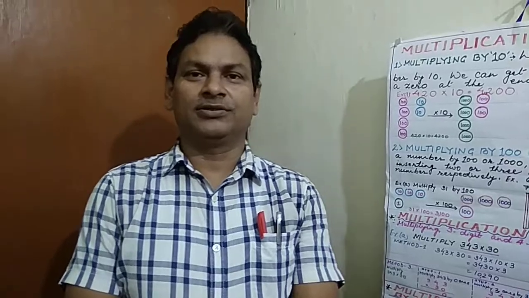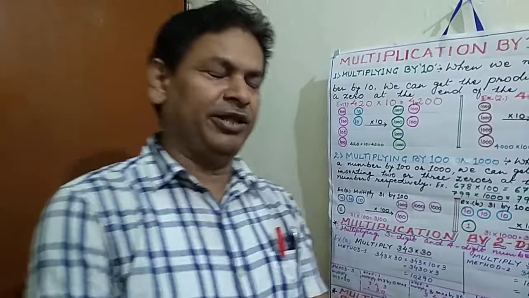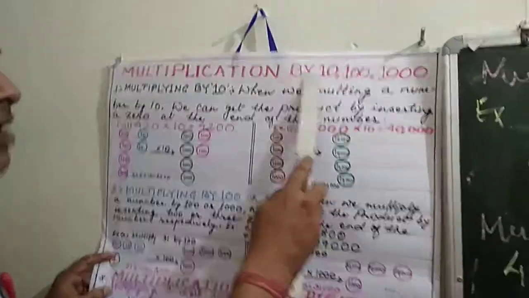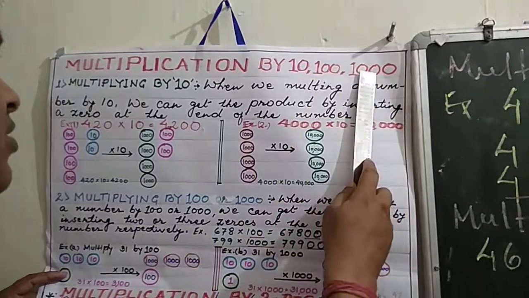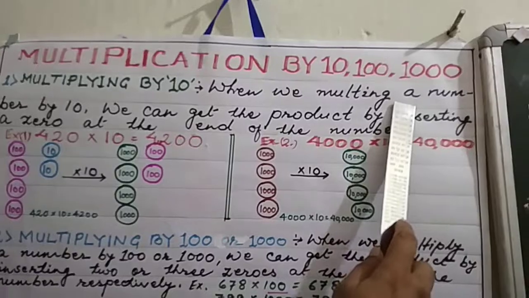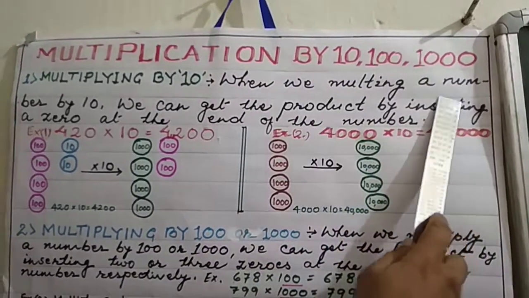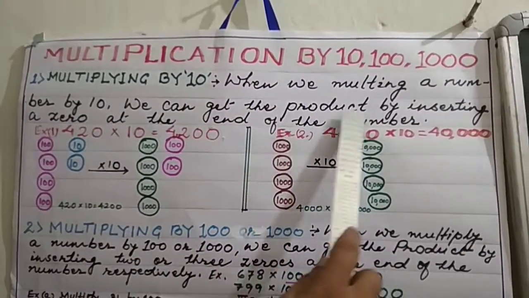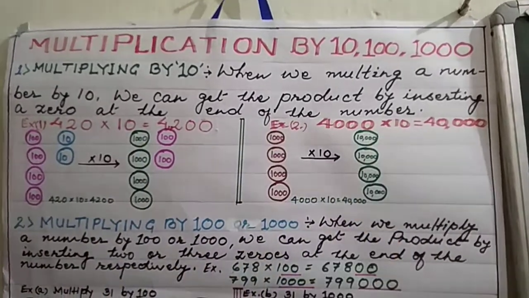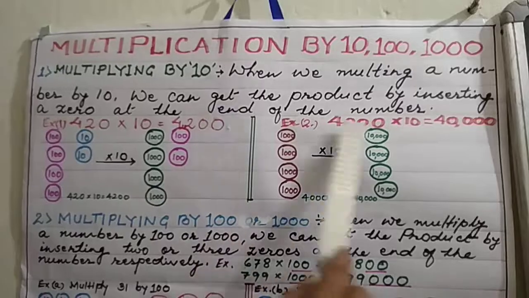In the previous class, we have done estimation and estimating the product. But today we are going to do multiplication by 10, 100, 1000. Alright. So multiplying by 10. What is the rule to multiply by 10? When we multiply a number by 10, we can get the product by inserting a 0 at the end of the number.